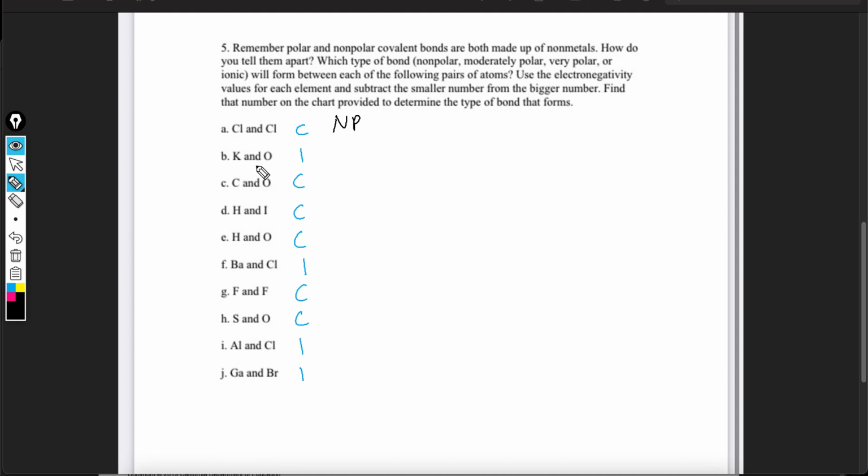Now let's go for KO. We said it's ionic, so it's an ionic bond, like right here. So this one's just ionic.